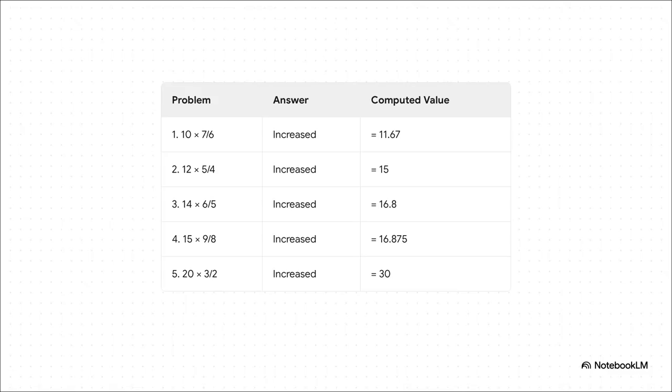And this is where the puzzle really shows up. Look at this table. On the left, you've got the homework problems. In the middle column, you have the answer based on the rule we learned. Increased. Simple. But then, look at that column all the way on the right. Those are the answers from the official answer key for the lesson. And what do you see? The exact computed values, down to the decimal point.